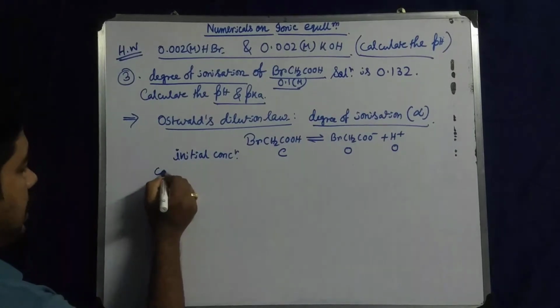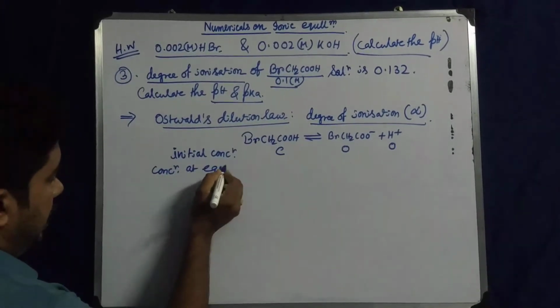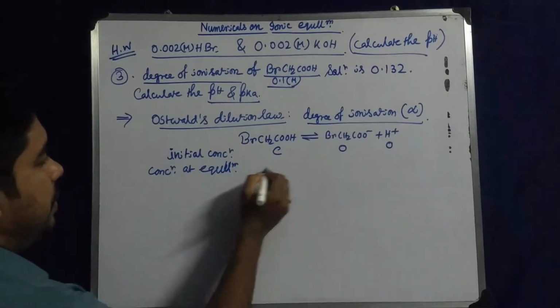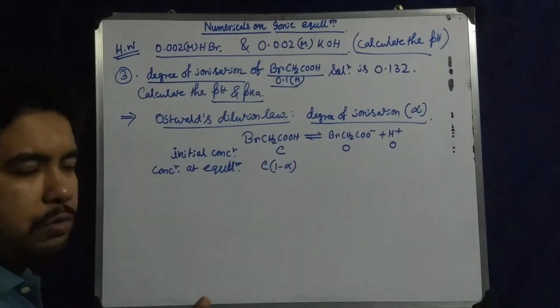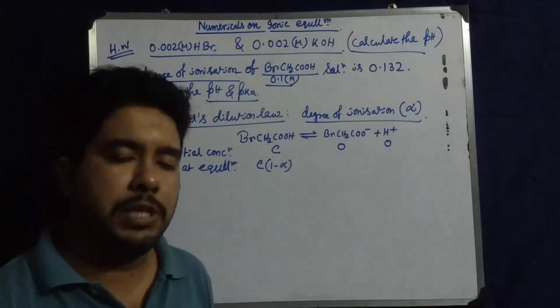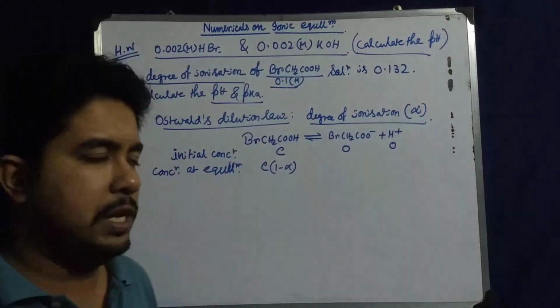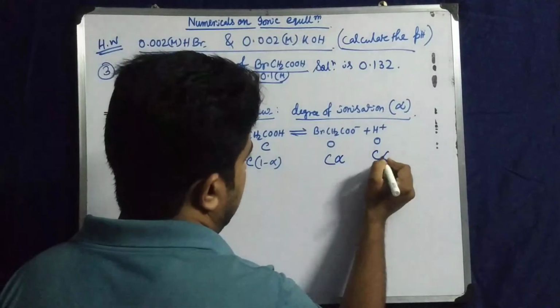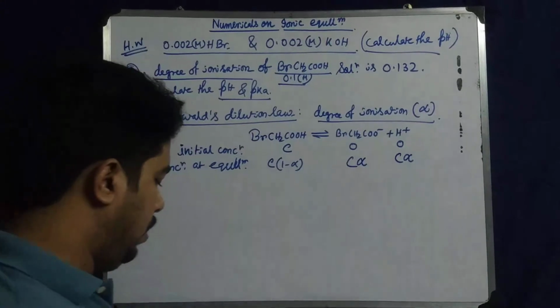So concentration at equilibrium, we know that when the ion equilibrium is reached, what will that be? C into 1 minus alpha. You know that I told you, if alpha amount already dissociates, that is the degree of dissociation, so the same amount will be produced as ions. So C alpha, that we know already. Okay. So now look at this.